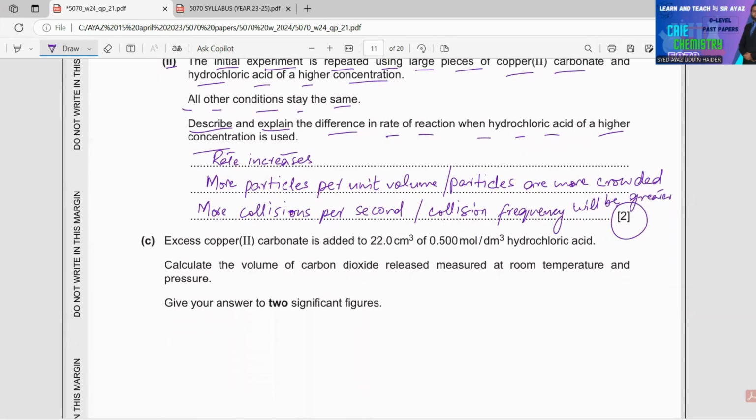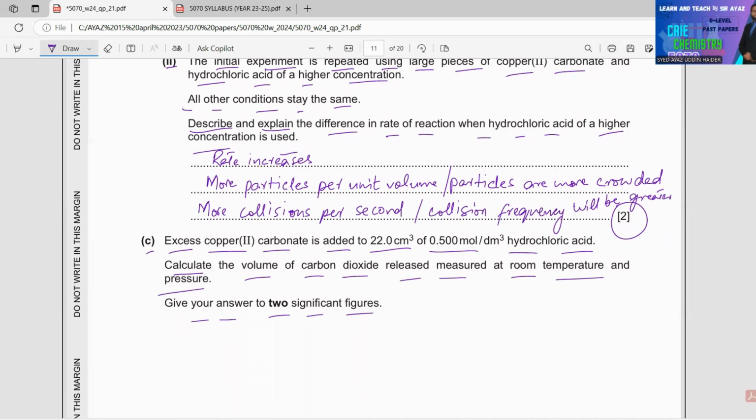Part C. Excess copper(II) carbonate is added to 22.0 cm3 of 0.5 mol/dm3 hydrochloric acid. Calculate the volume of carbon dioxide released measured at room temperature and pressure. Give your answer to two significant figures.